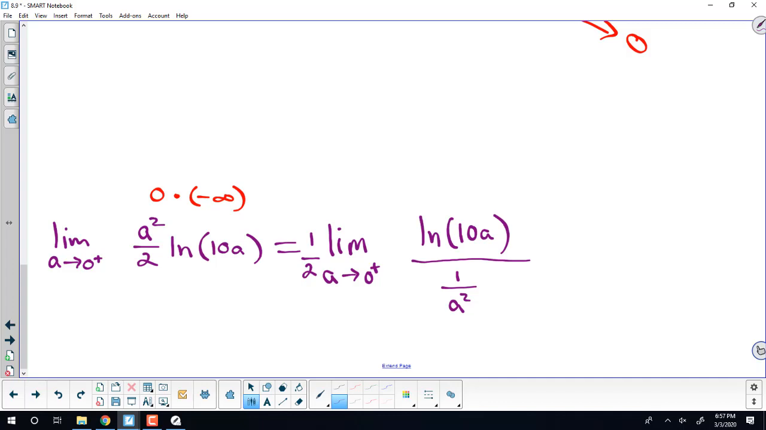Now the limit as a approaches 0, what do we end up with here? Negative infinity over infinity. So that's something you can apply L'Hopital's rule to. Does it matter that there's a negative on top or no? It does not. L'Hopital's rule, infinity over infinity, is any combination of infinity and negative infinity.